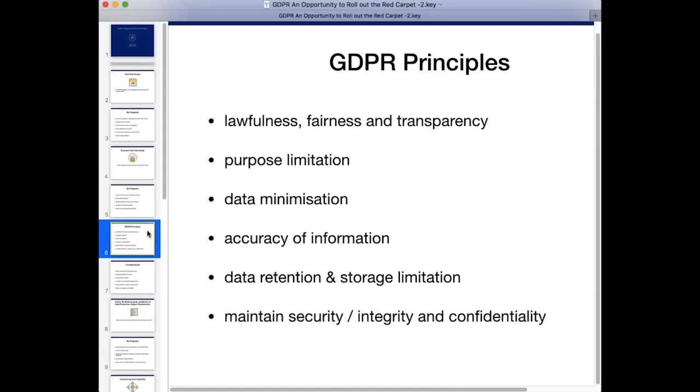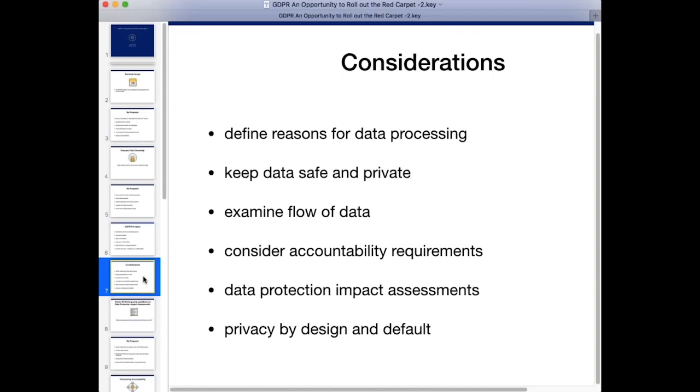And data controllers and processors will be held accountable and therefore must demonstrate compliance. Every organization will be responsible for ensuring these principles are in place. So what's required of us to measure up to these principles? We must make sure that our role in data processing is clearly defined. And we must accept our responsibility in keeping other people's data safe and private.